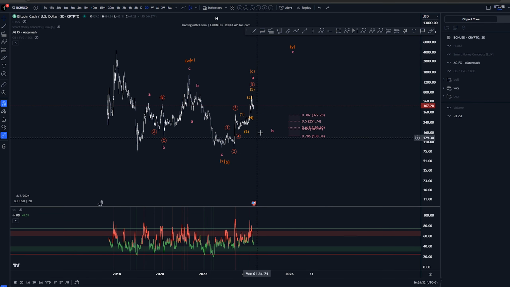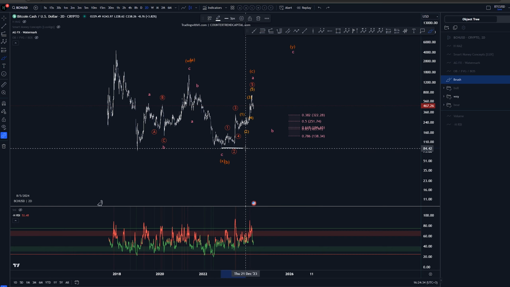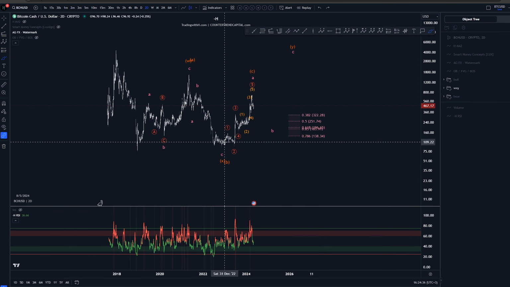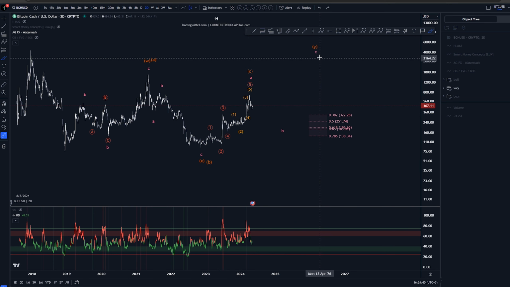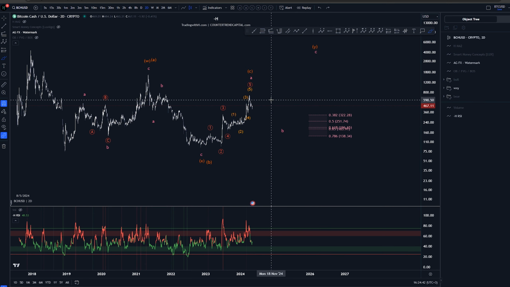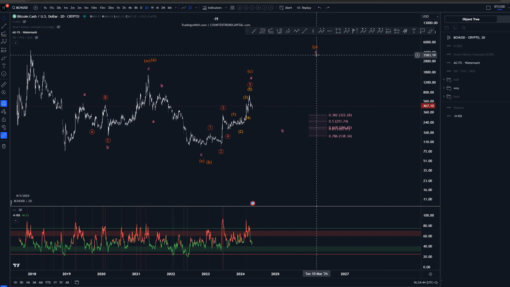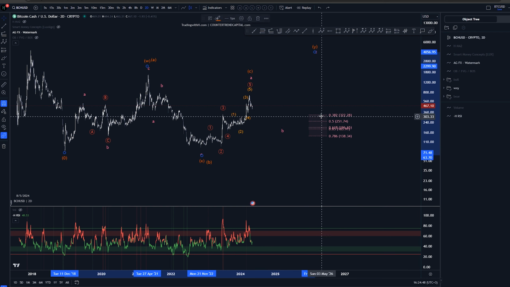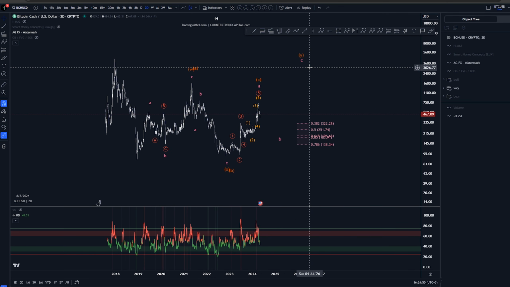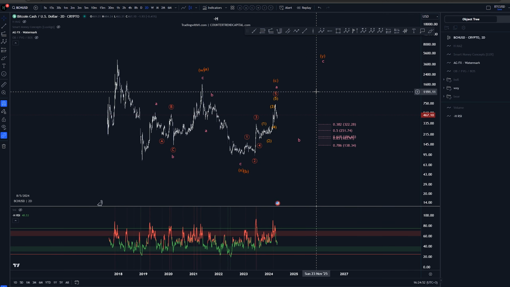When this gets confirmed is when we take out this low. At that point, this can no longer be an ABC to the upside, where we would be looking for that C wave of this cycle degree to complete the super cycle at, well, the end of the decade, I guess.